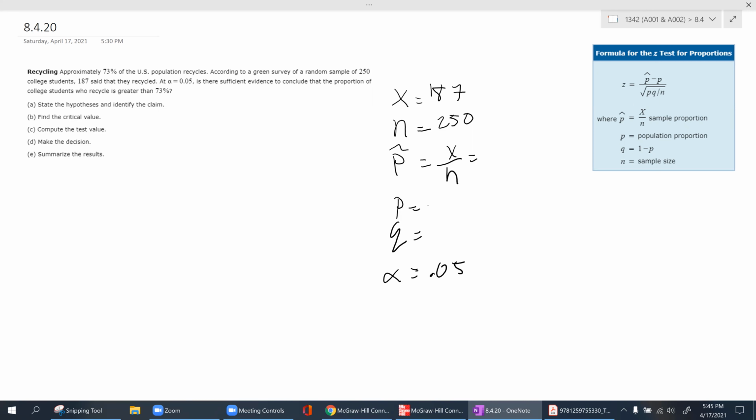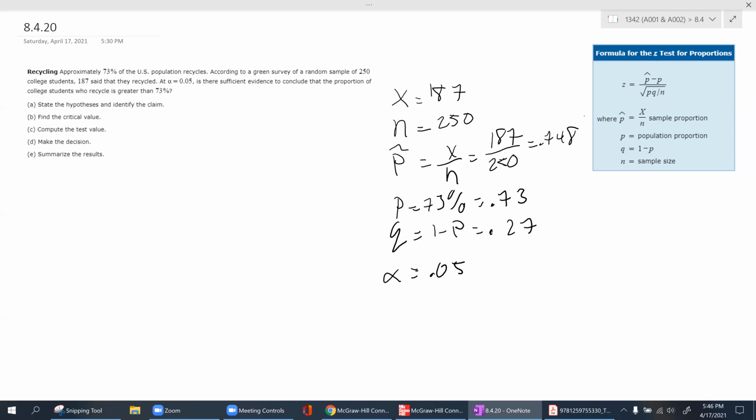That proportion would be 73% or 0.73, meaning my Q is 1 minus P, which would give me 0.27. Let's go ahead and find P hat. P hat is my focus over my total sample size, which gives a value bounded between 0 and 1. 187 over 250. What do we get? 0.748.